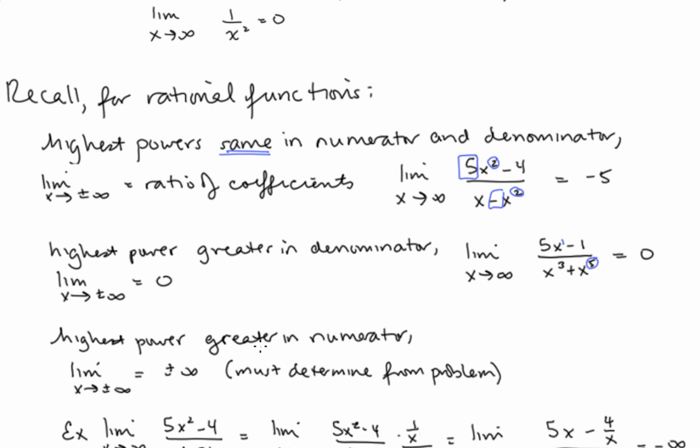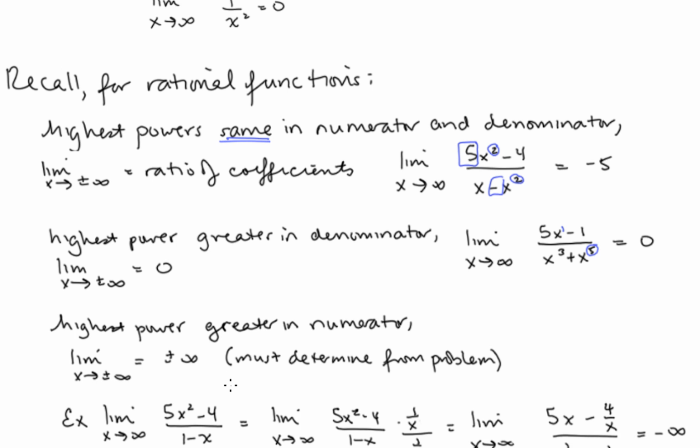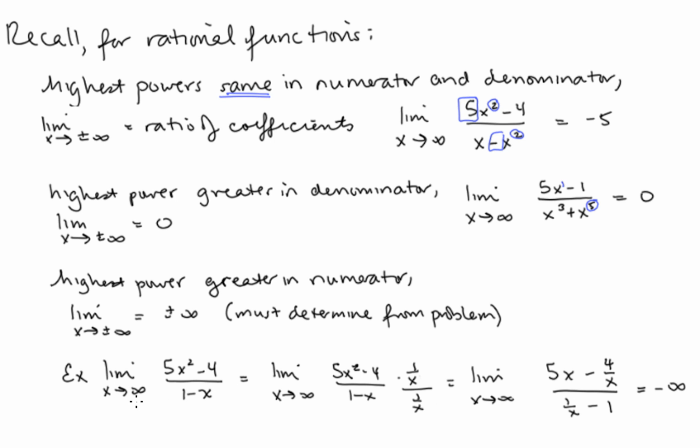When we have the highest power greater in the numerator, our limit's going to be positive or negative infinity, and we have to go through the details for the individual problem. So in this case, if we have the limit as x goes to infinity of, say, 5x squared minus 4 over 1 minus x, we see the highest power is greater in the numerator than it is in the denominator. So again, we're going to divide by the greatest power that we have in the denominator, so that's x to the 1st. So we multiply here by 1 over x over 1 over x, and simplify. And what's happening here, as x goes to infinity, this is going to 0, this is going to 0, and now as x is going to infinity, we have 5 times infinity over negative 1, and so that's negative infinity.